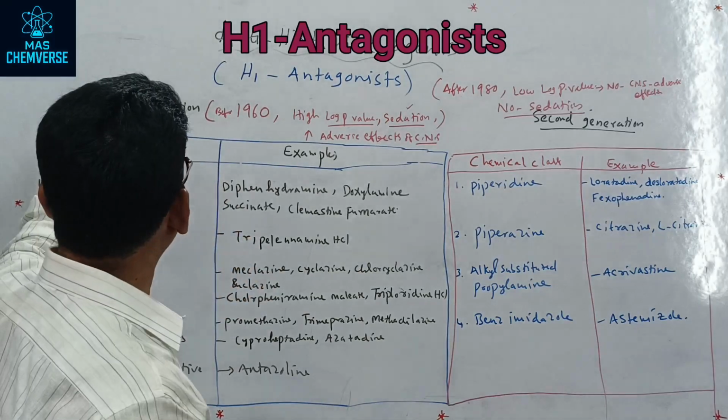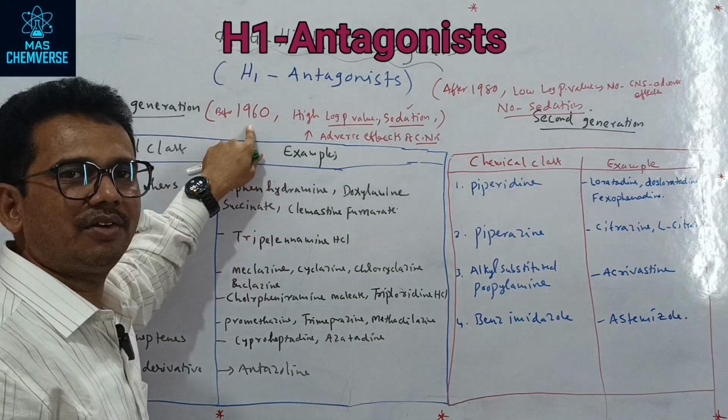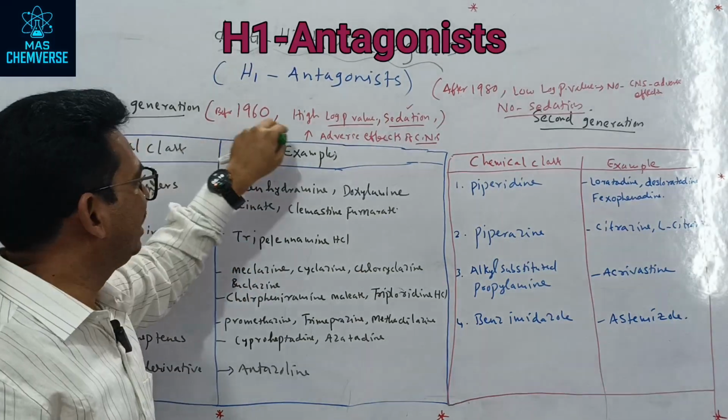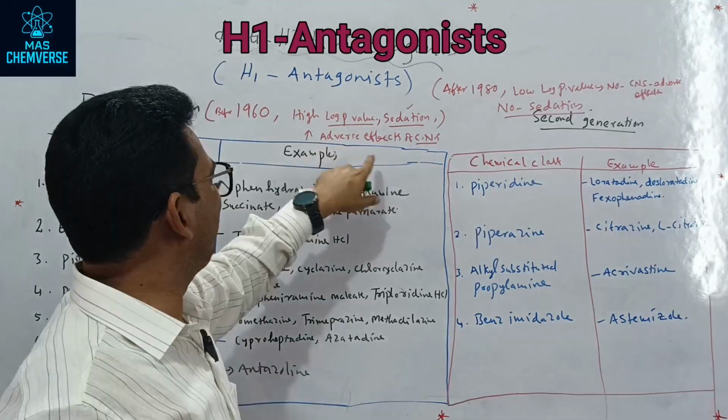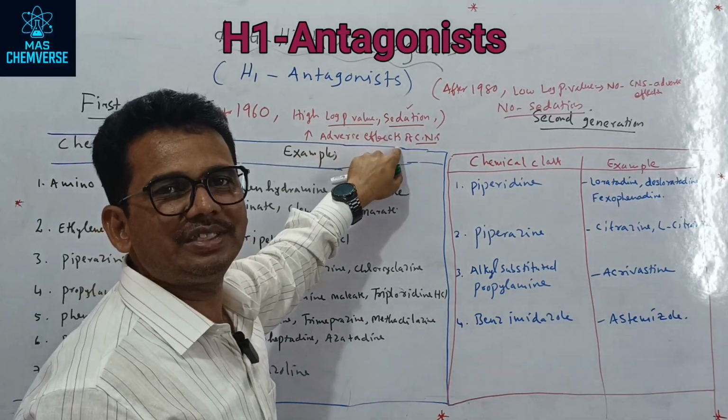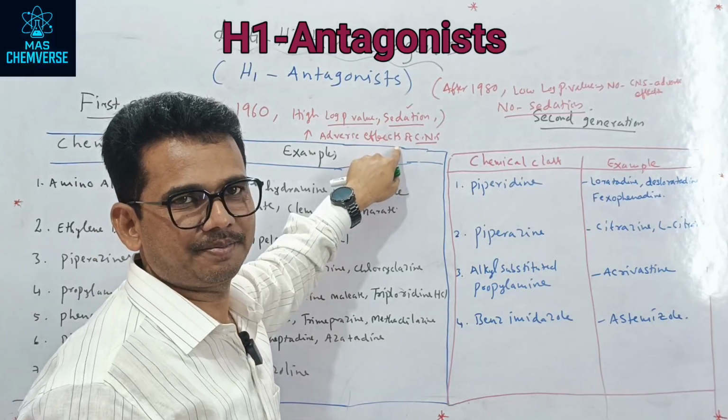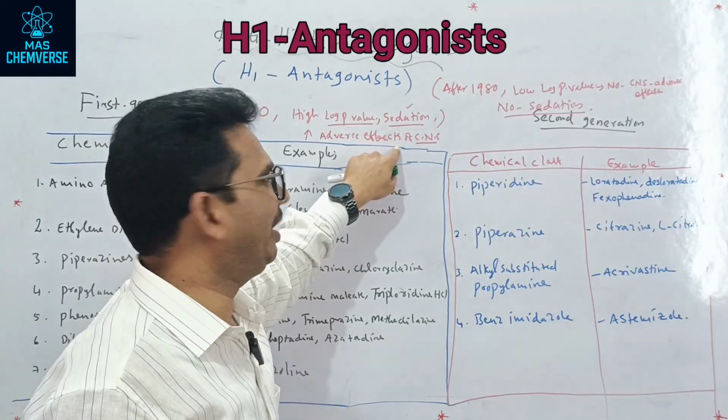The first generation H1 antagonists were discovered before 1960, and they have a high log P value, that's why they easily cross the blood brain barrier and produce adverse effects related to the brain. That is the major drawback.